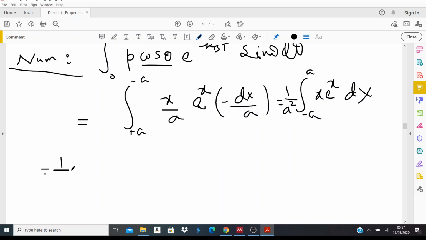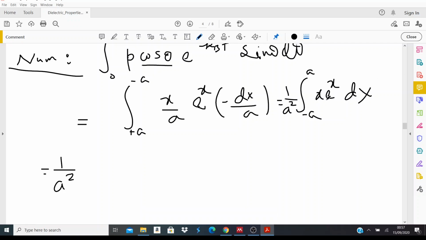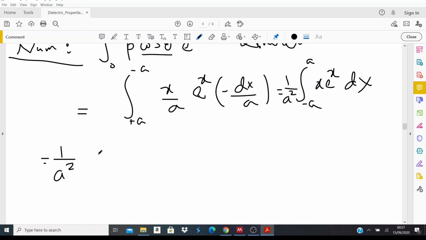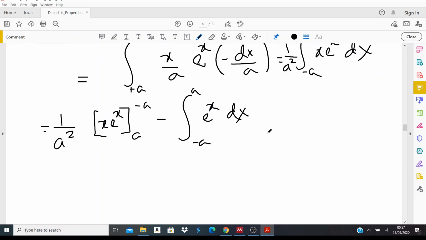So let's do that. We have 1 by a square, and how do you do that? You apply the UV formula, the product formula of the integration. So you keep the first function, you differentiate the second function, and you put the limit. That's the first term, right? And then the formula has a minus, you first differentiate the first term with respect to x, that's 1. You integrate the second function, that's e to the power x again, and then dx, limit minus a to a, right?